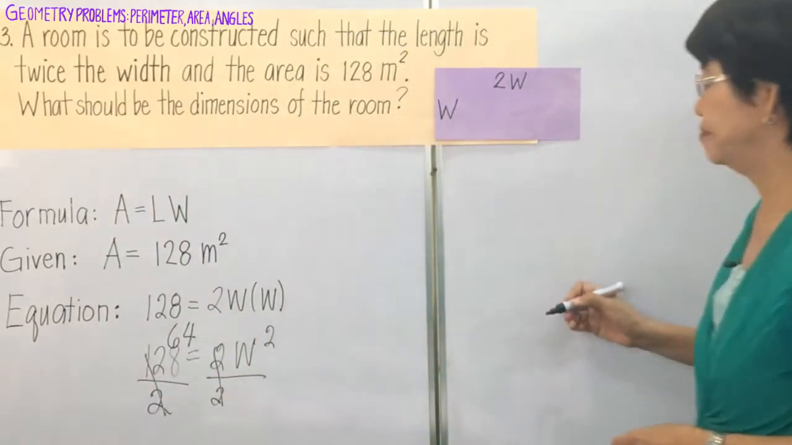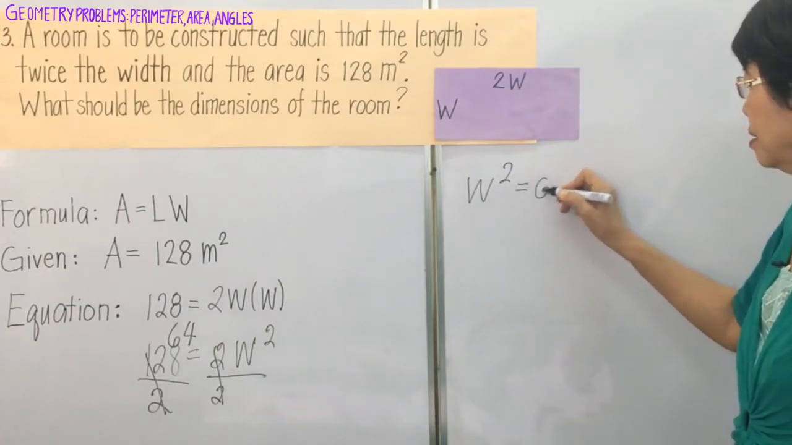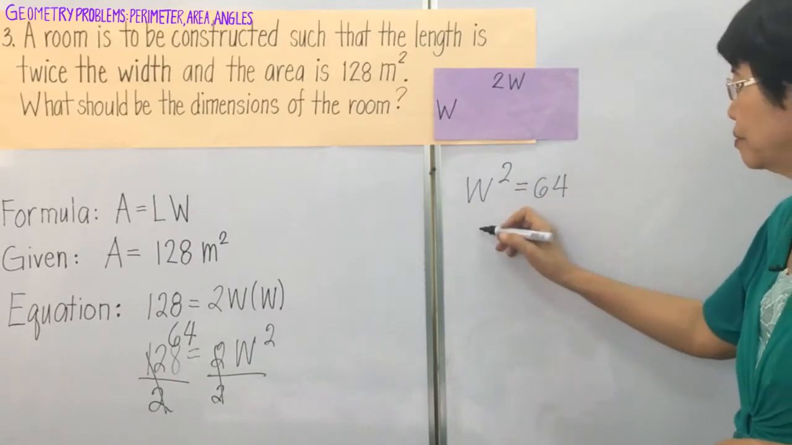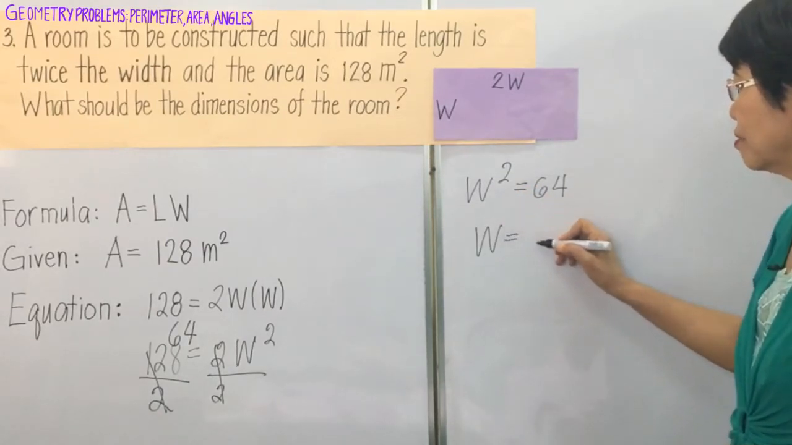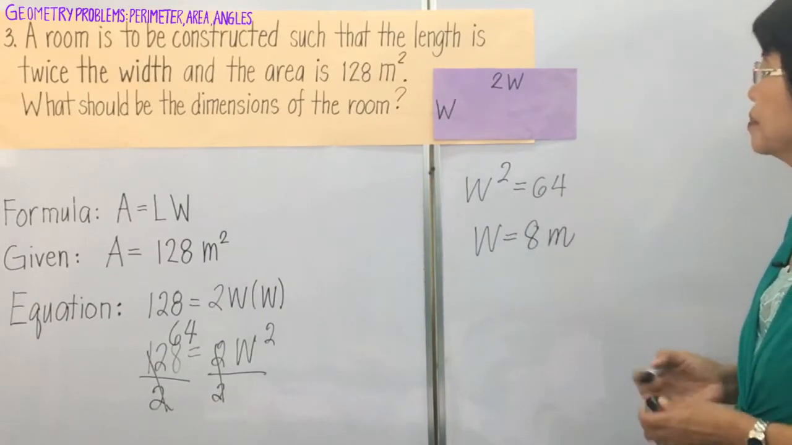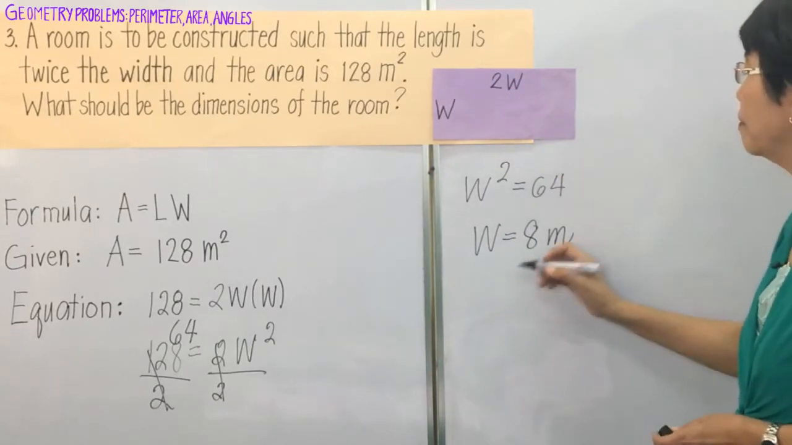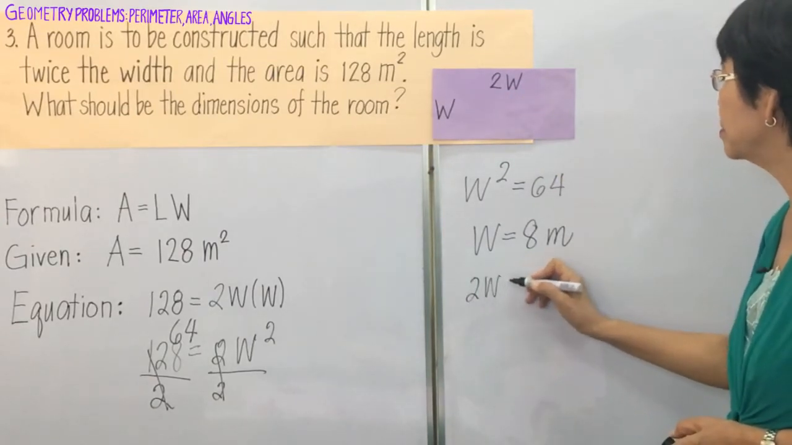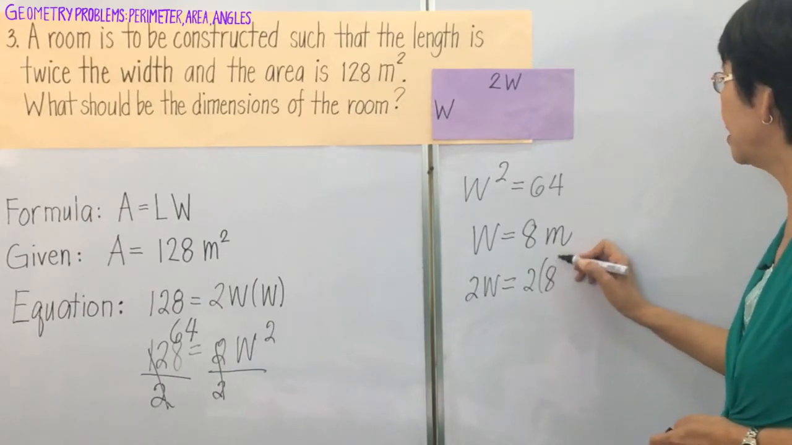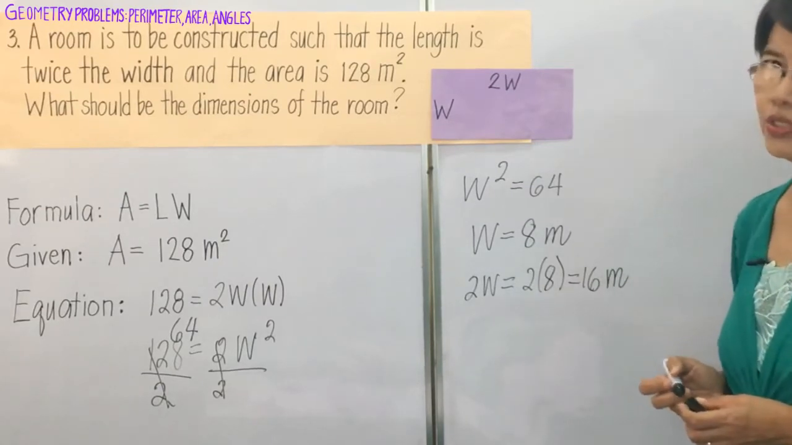So we have W squared equals 64. And getting the square root of both sides, we have W is equal to 8 meters. Therefore, our length will be twice W, or 2W is equal to 2 times 8, or 16 meters.